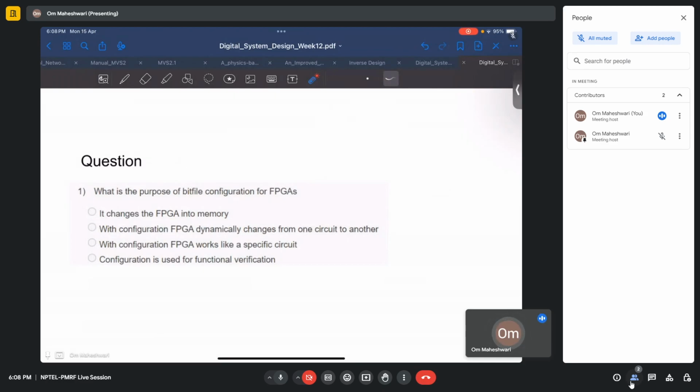So if you remember from the lectures, bit file is generated at the last step after logic synthesis. After synthesis, the bit file is generated, which is to be sent directly to the FPGA to implement the circuit that we have tried to create. So the correct answer is with configuration, FPGA works like a specific circuit. Next question.